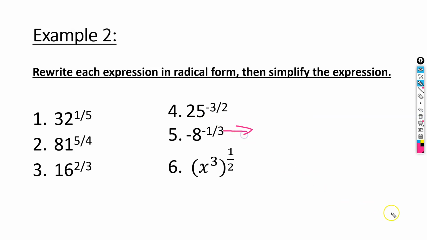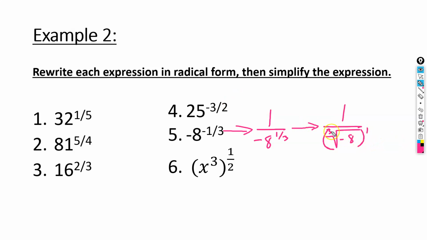So first step was to make it a reciprocal. When you do that, the power becomes positive. Notice that this number, the -8, does not become positive. Just the power does. Okay? So instead of being -1/3, it's a positive. That's the first step, is to write the reciprocal. The next step is to rewrite it. So instead of being in exponential form, we're going to rewrite it in radical form. So 3, -8, and 1.